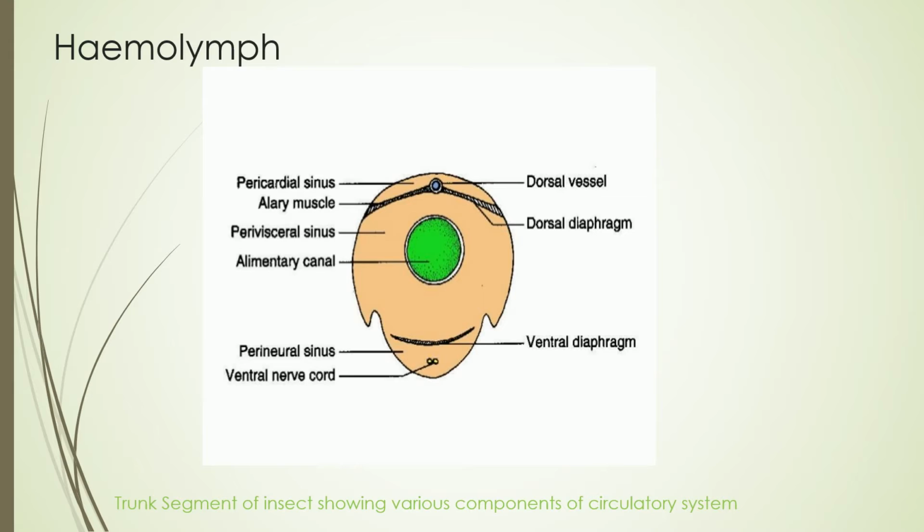Apart from the middle perivisceral sinus, the dorsal pericardial sinus contains the dorsal blood vessel, while the ventral perineural sinus bears the nerve cord. Now similarly, the middle perivisceral sinus includes the gut. The dorsal diaphragm, that is the pericardial septum, is attached to the lateral margin of the terga, bears the alary muscles, and may be perforated by some pores.